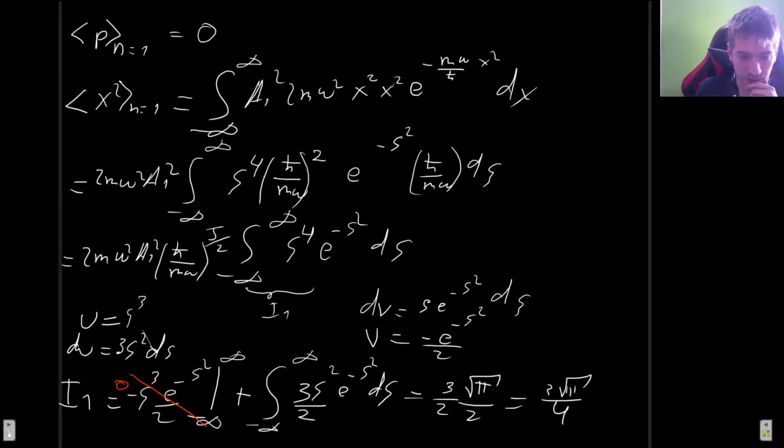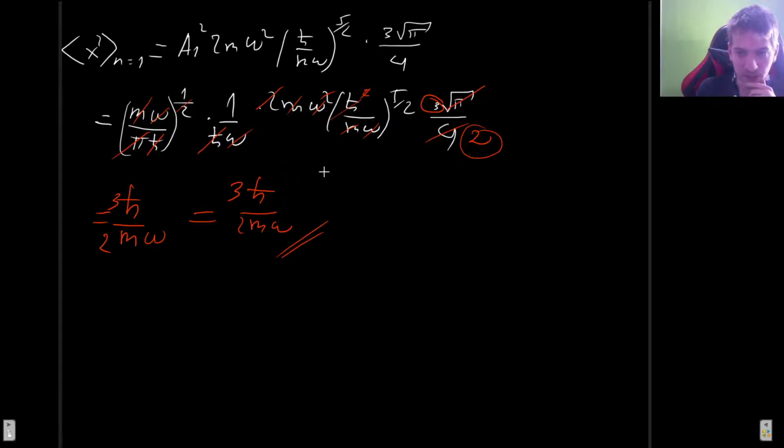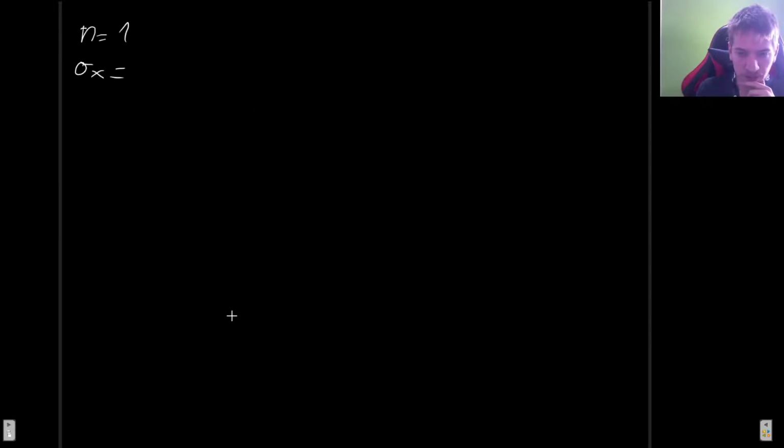So let me see, we're on page 6, so let's go to page 7. So it was 3h bar divided by 2m omega. So we were here at 3h bar divided by 2m omega, right? Just checking. 3h bar over 2m omega, yes.